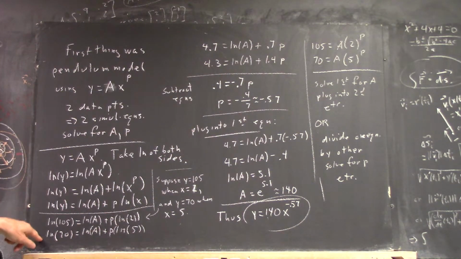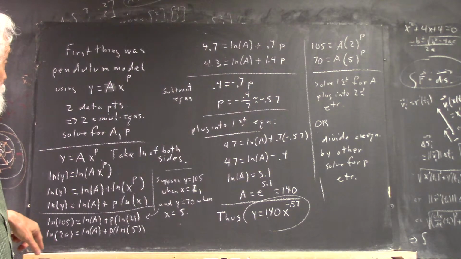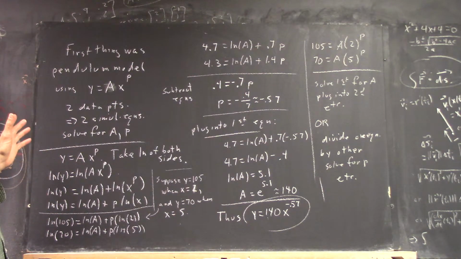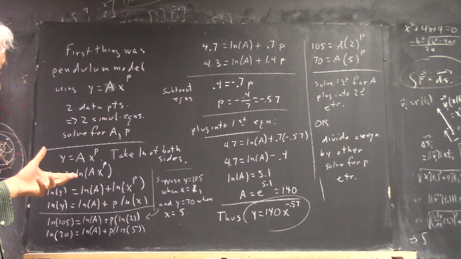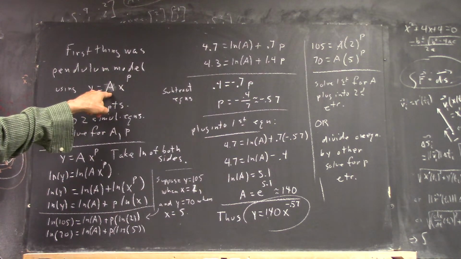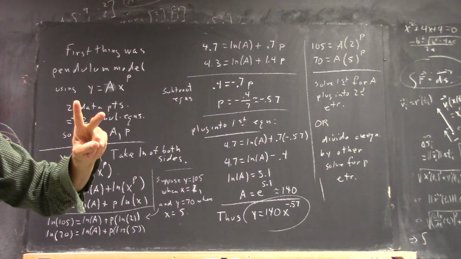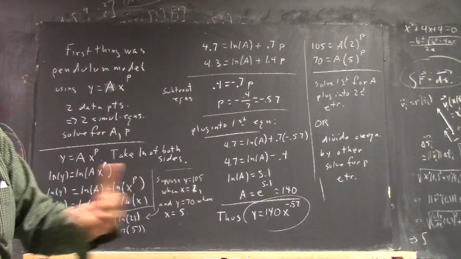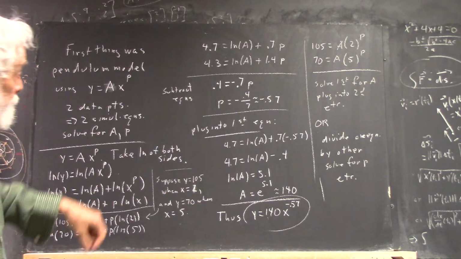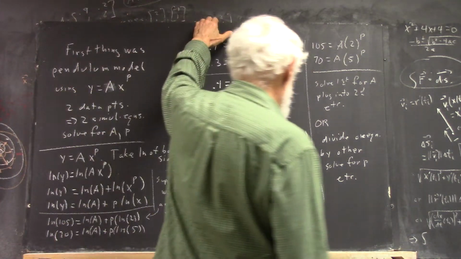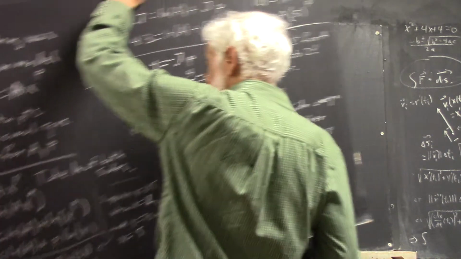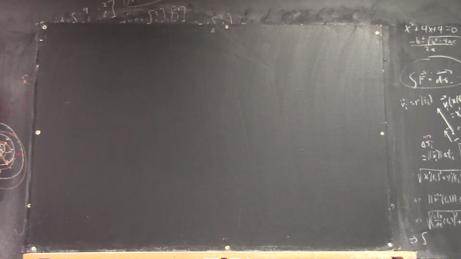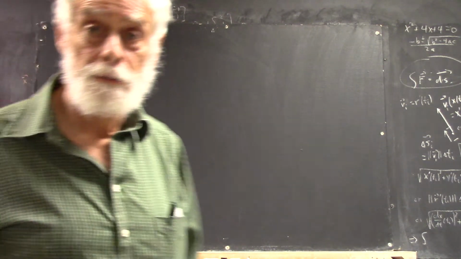But this is also instructive. The bottom line is there are 2 parameters in this function, A and p, so we need 2 equations. If we have 2 data points, we get 2 equations that we can solve by one method or another. Okay, so that's the first thing we did. And then related to that, and really kind of the theme for the whole course, we're looking at real world data and finding models.